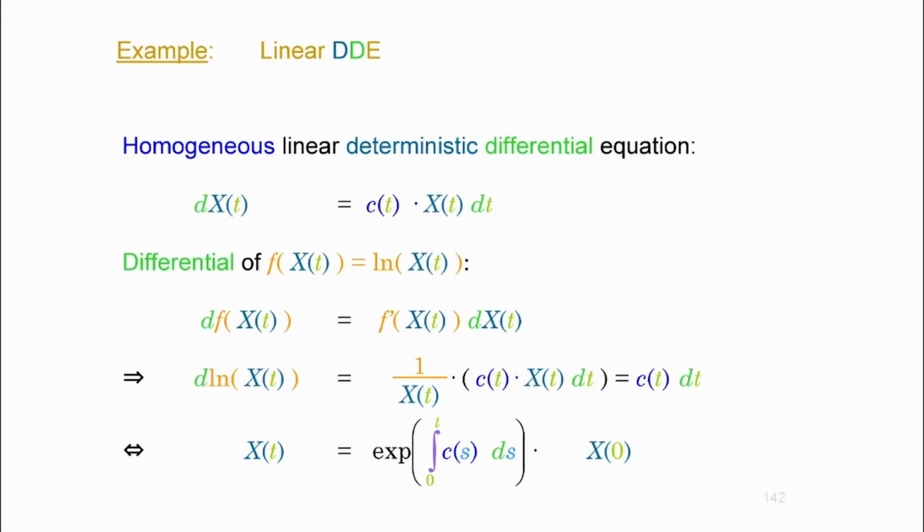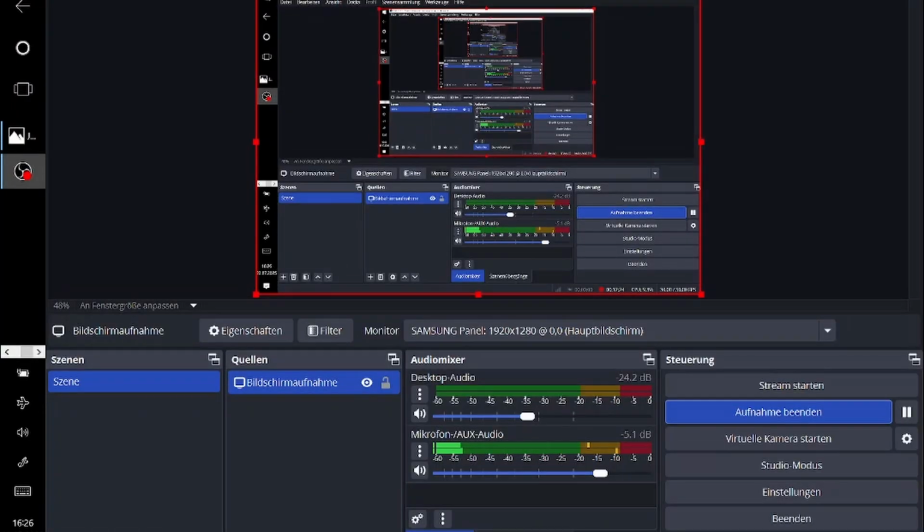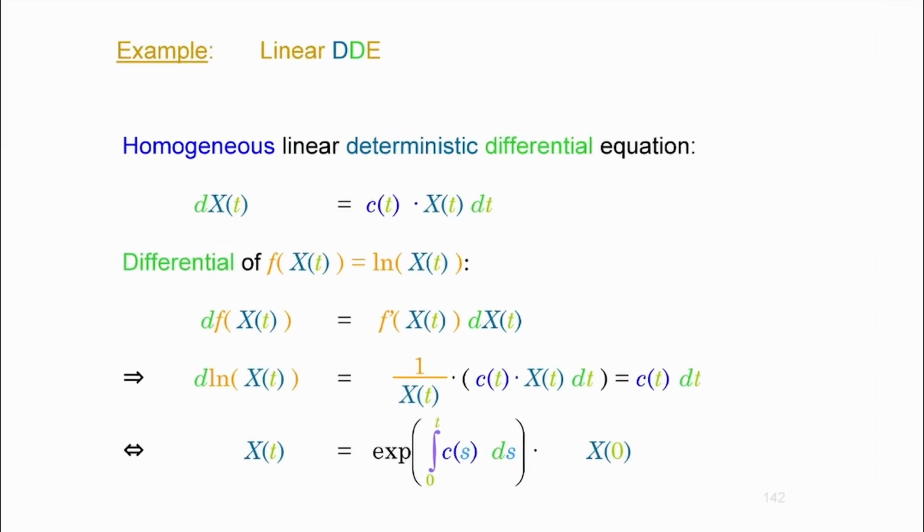Okay, let me check. It should work, but I'm not sure. Last time it didn't, because I was messing up, but now it does. All right, okay. Is this understandable now?